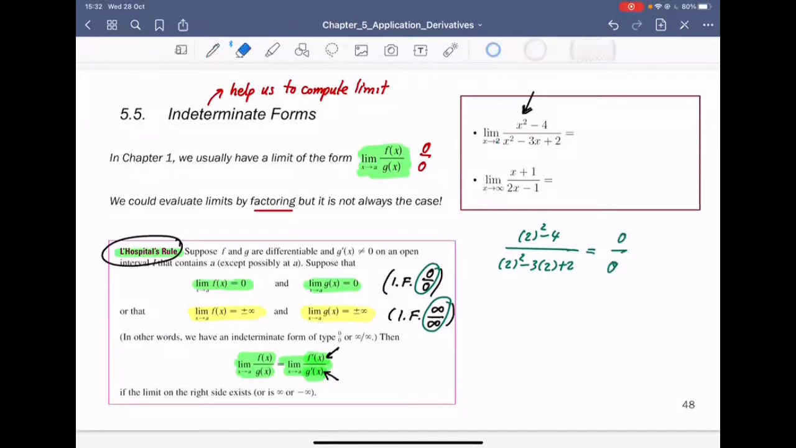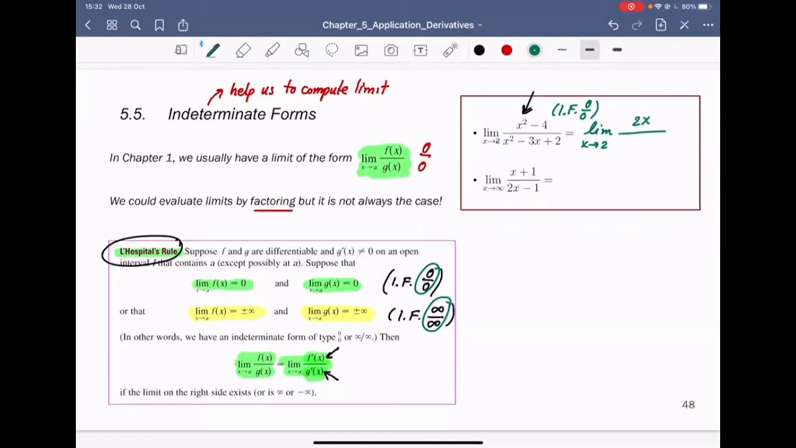Once I know I can use the L'Hopital rule, I'm going to make sure that this is an indeterminate form of 0 over 0. So I'm going to differentiate the top, which gives 2x, and differentiate the bottom, so I get 2x minus 3. Now I can plug in number 2, which is going to be 4 over 1. Is that right? 4 minus 3, 1. Yeah, the answer is 4.